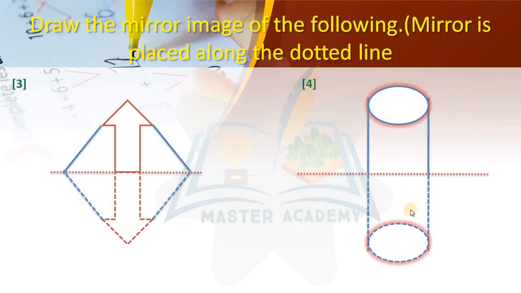Clear? So today I taught mirror images, clockwise movement, anti-clockwise movement, and how many lines of symmetry there are in a figure. So these three topics I have discussed today.